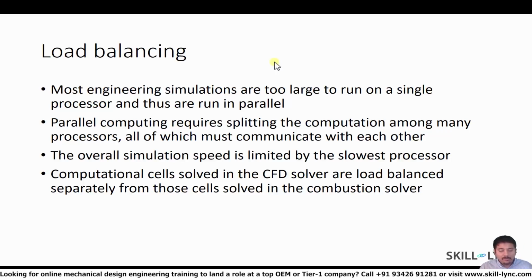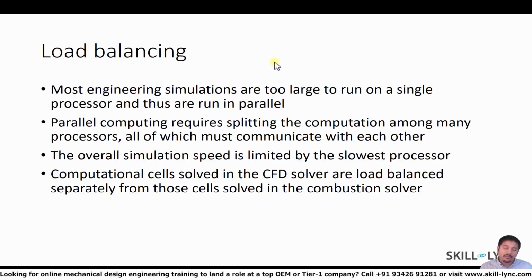Well, if you take a look at modern engineering simulations, they are run with a large number of cells. A typical internal combustion engine case is going to take around 1 to 2 million cells, and a typical gas turbine case is going to take 7 to 8 million cells. A typical external aerodynamic simulation case is going to take 20 to 30 million cells easily. Now, when you have this many cells, you can't run the simulation on a single processor. It's going to take several months.